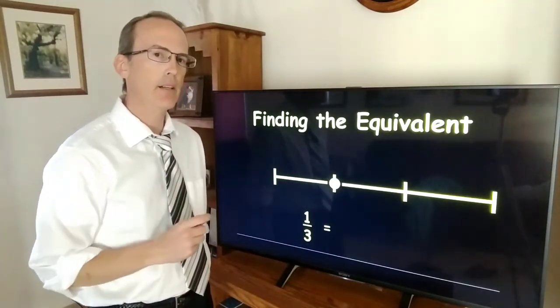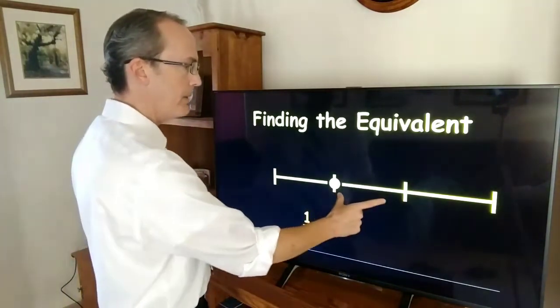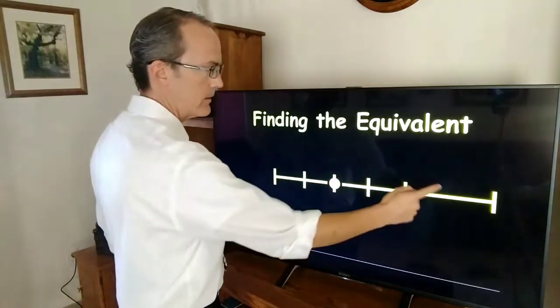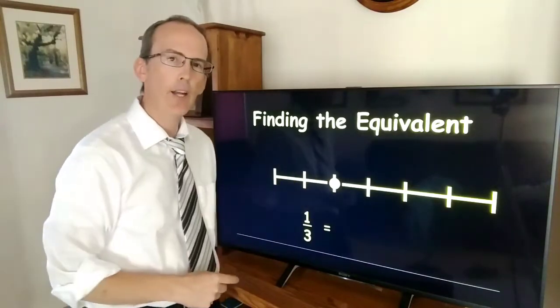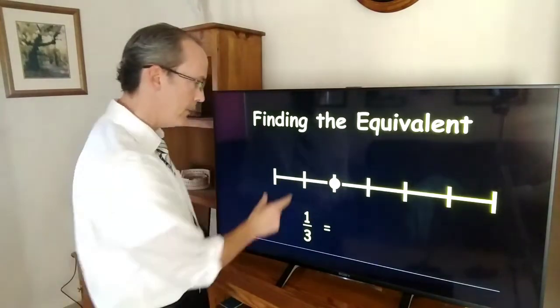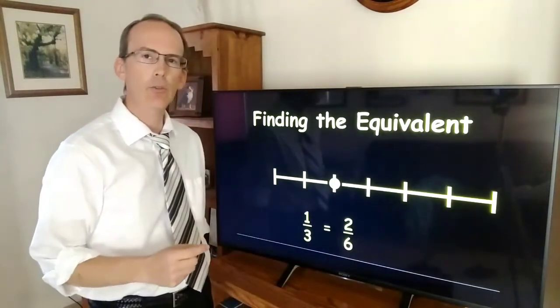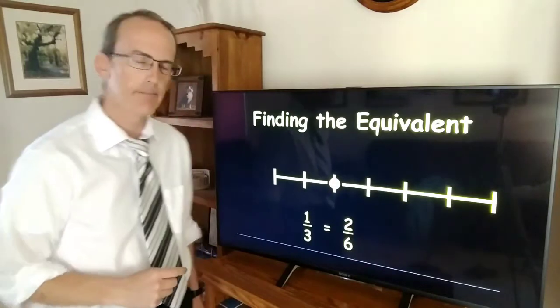Now to find the equivalent fraction, we're going to cut each one of those pieces in half. Now we have 1, 2, the dot is at 2, so that'll be our numerator, and our denominator is 1, 2, 3, 4, 5, 6. So we have 2/6. That is equivalent to 1/3.